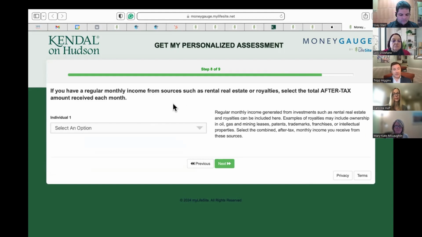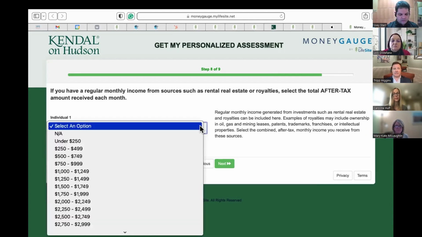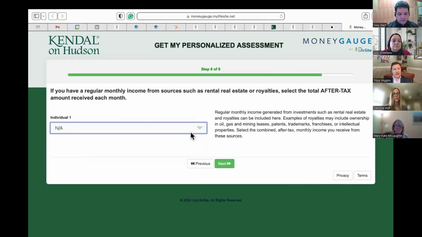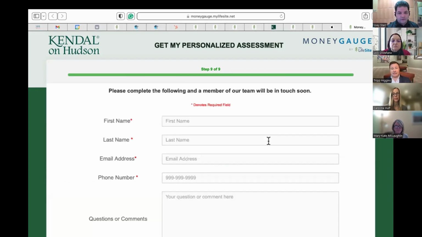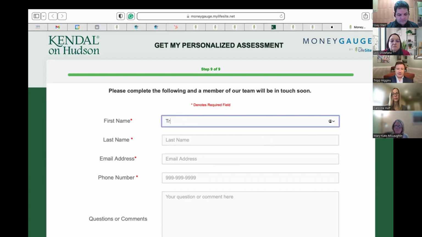Now, if you have any other income from other sources, rental income, royalties, etc., we're going to say NA for that. We'll hit next. This is now processing. Again, these questions are now connected to 3 primary residential options at Kendal. So their entry fees, their type A and monthly service fee that will follow you through your care, and then economic assumptions, etc.